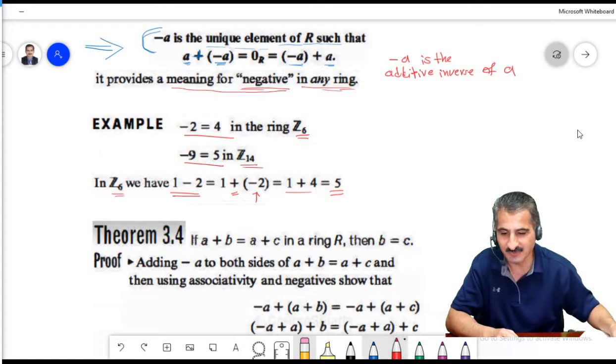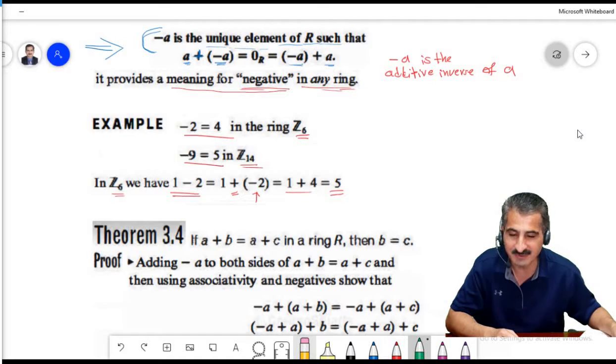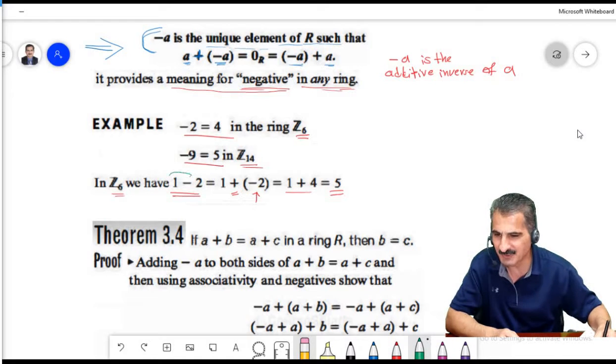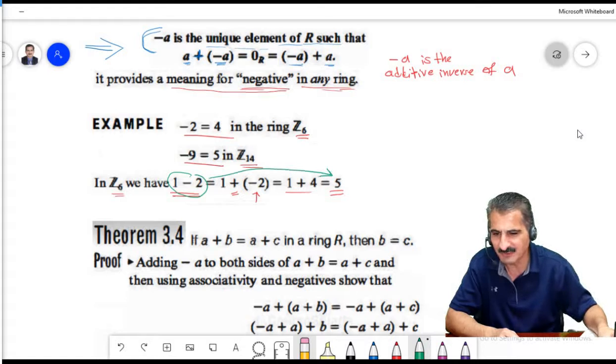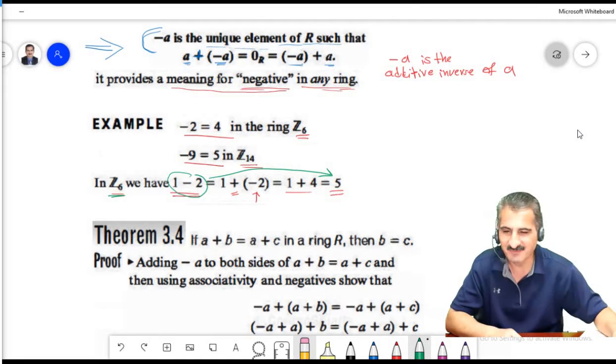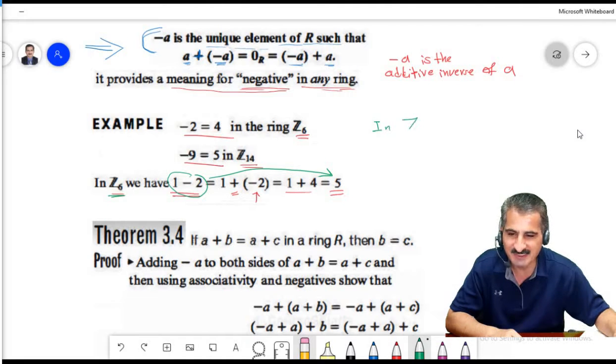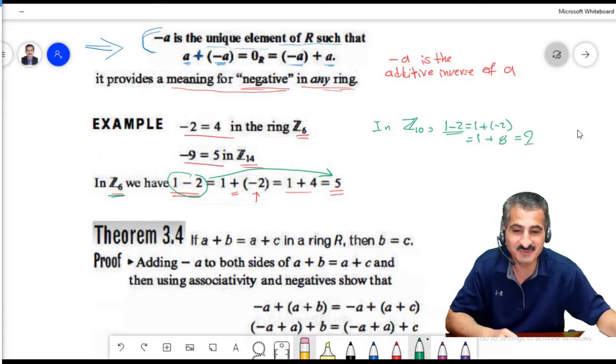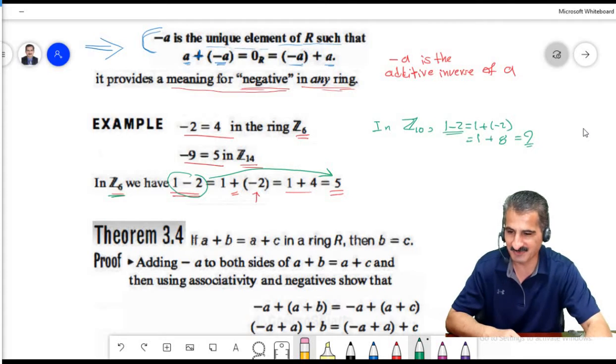So interesting. If you show this to somebody who is not taking algebra yet, he will get crazy. What? 1 minus 2 equals 5? Where are you living? And you tell him that I'm living in a system called Z6. So let's see what happened in Z10. In Z10, 1 minus 2 equals 1 plus the additive inverse of 2, which is negative 2. But this is 8, right? And we got 9. So 1 minus 2 is 9 in Z10, and 1 minus 2 is 5 in Z6.